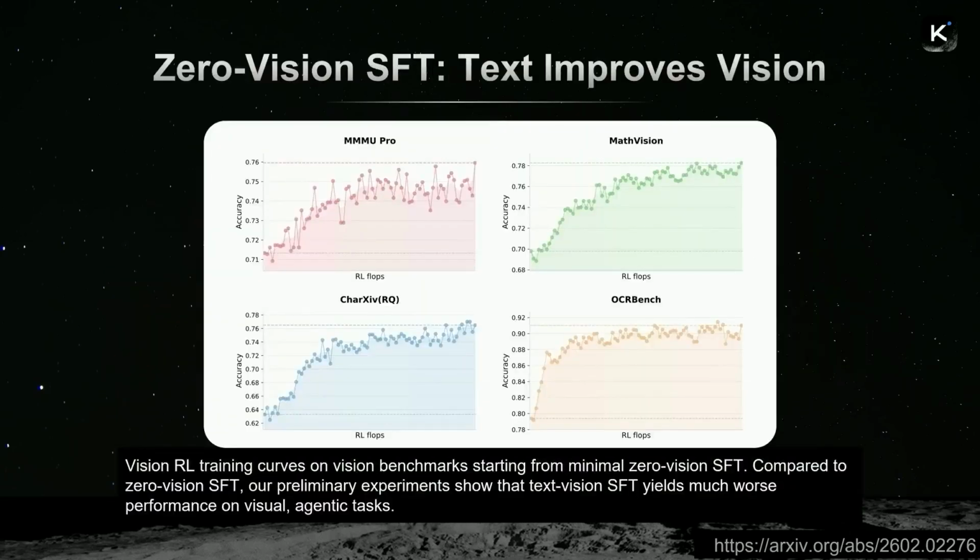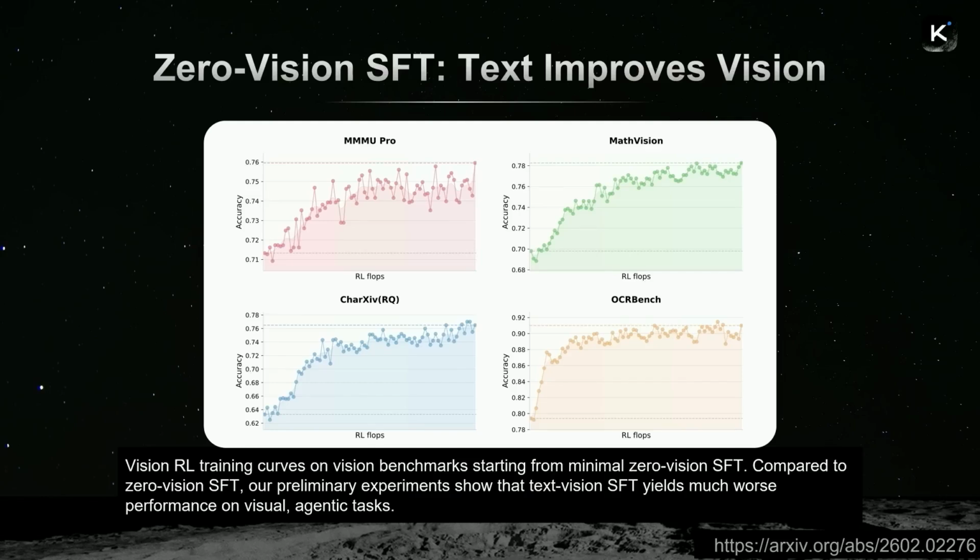And on the other hand, text also improves vision. If you have a very strong text base, you actually don't need any vision SFT data in the training process. This is the approach that we adopt. It's called zero vision SFT. Basically, we have zero vision SFT data, and the only SFT data that we have is the text SFT data. And then we do a joint RL over text and vision.